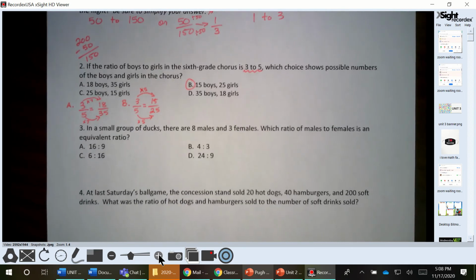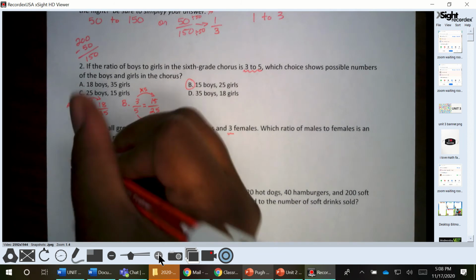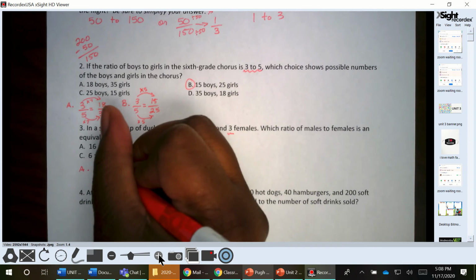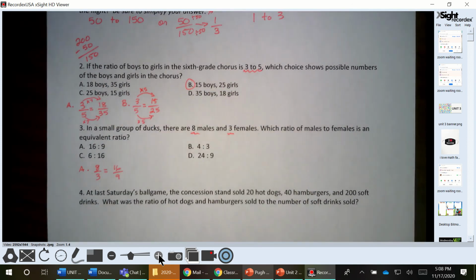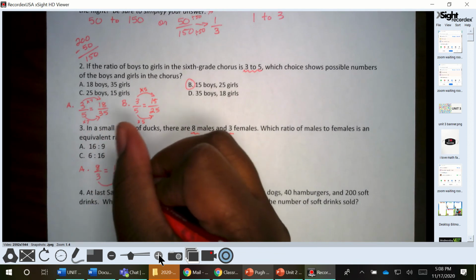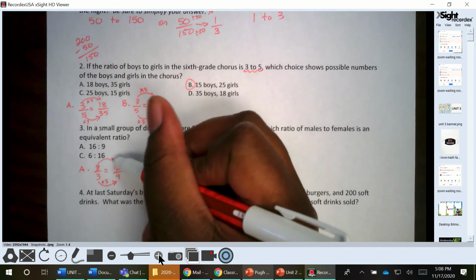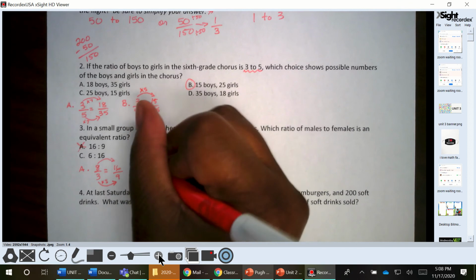All right, let's look at number 3. In a small group of ducks, there are 8 males and 3 females. Which ratio of males to females is an equivalent ratio? So again, we are comparing our 8 to 3. So let's look at A. All right, so we are comparing this 8 to 3 equivalent ratios, and the first one is 16 to 9. So I need to see if whatever's happening to one part is happening to the other. So I go from 3 to 9 by multiplying by 3. But if I multiplied up here by 3, 8 times 3 is not 16. So it's not A.